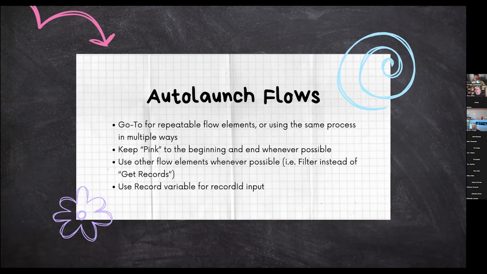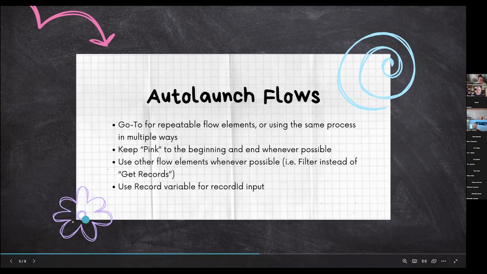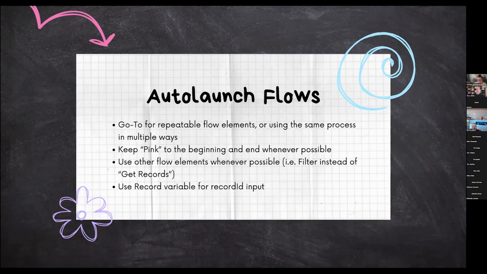So the pink is any of the DML. So that's the updates, the gets, all of those types of create and delete. I think those are the 4. The reason for pink at the beginning and the end has to do with the way Salesforce actually processes your flows, the way it bulkifies. You might think a flow is generally just processing a single record at a time, but it's technically behind the scenes bulkifying that transaction.